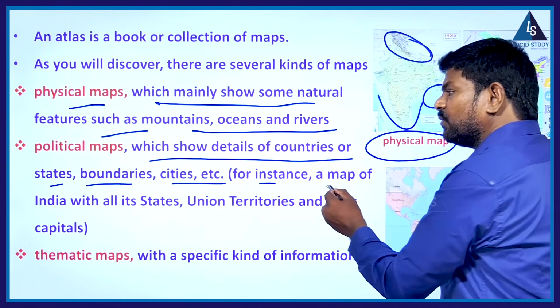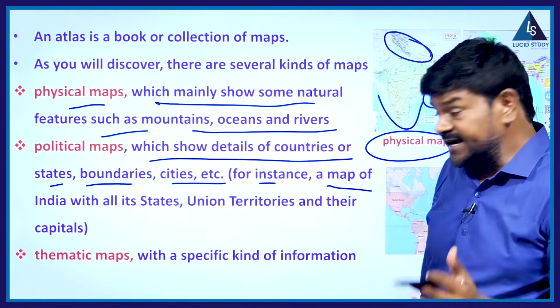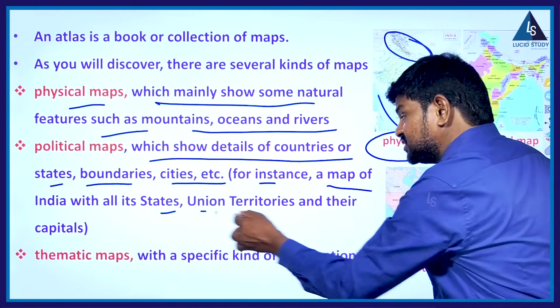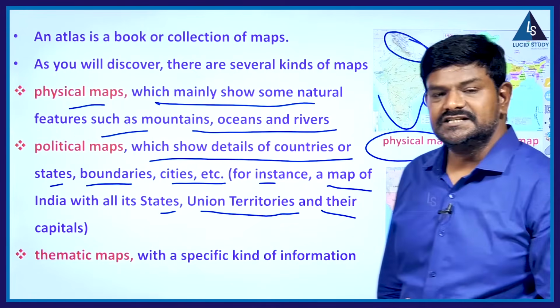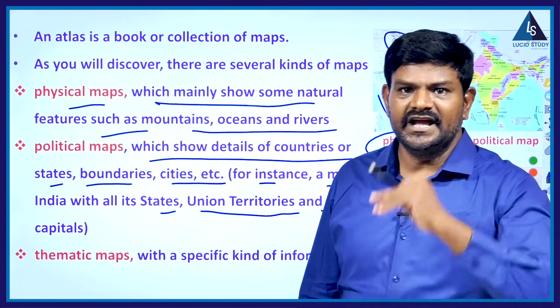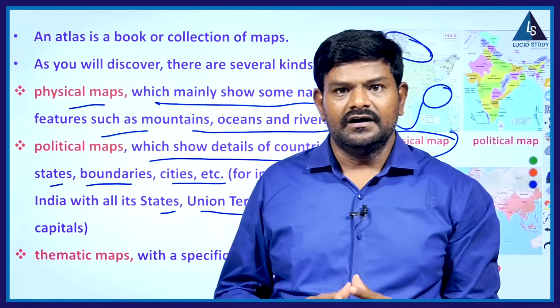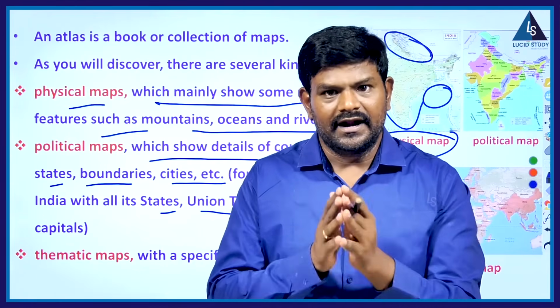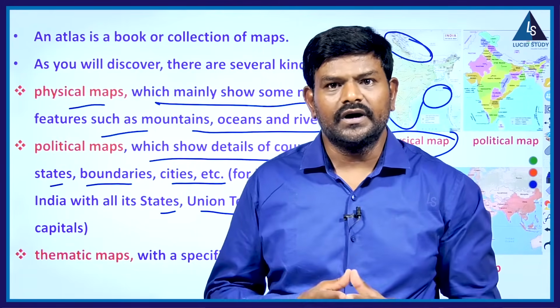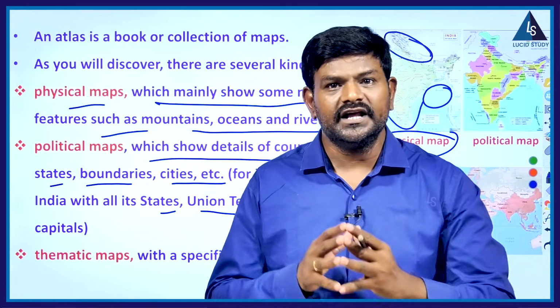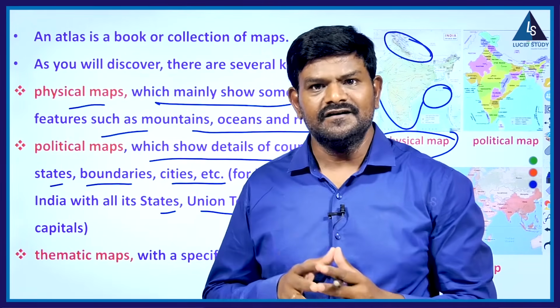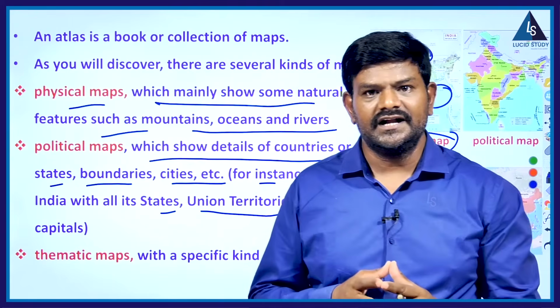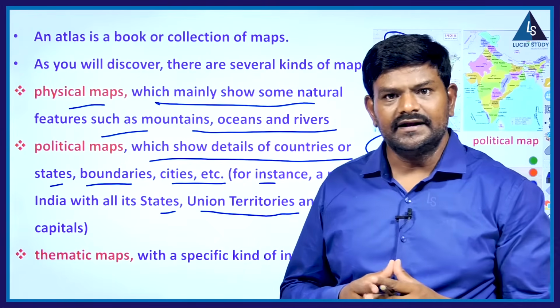For instance, a map of India with all its states, union territories, and their capital cities are clearly shown in the India map. If you have a political map of India or an atlas, you can open the book and see what is there in the political map and also what is there in the physical map. You will understand what I am telling you very clearly.